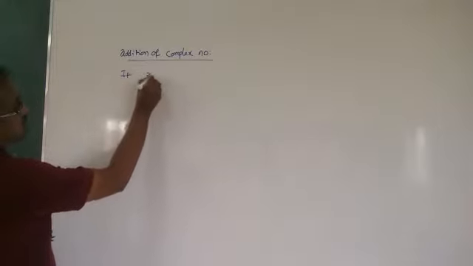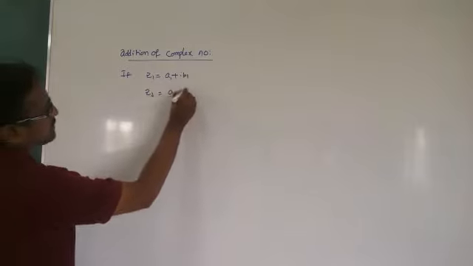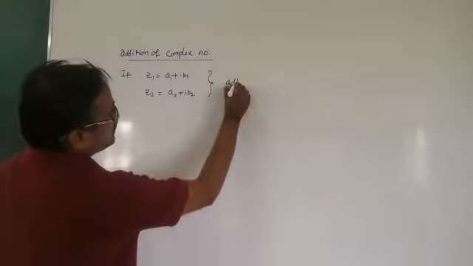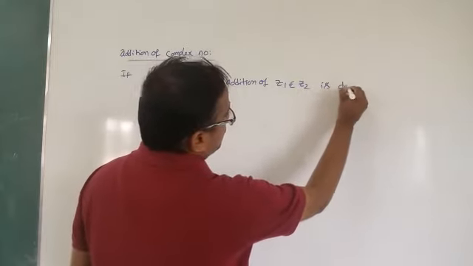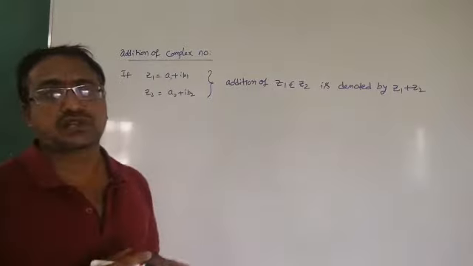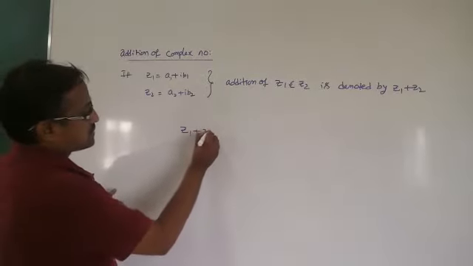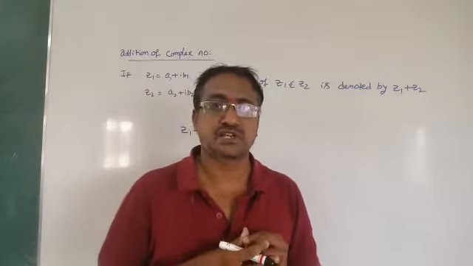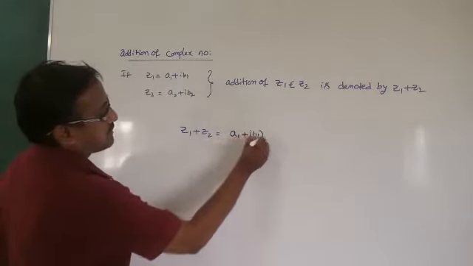If z1 is equal to a1 plus ib1 and z2 is equal to a2 plus ib2 are any two complex numbers, then addition of z1 and z2 is denoted by z1 plus z2, and z1 plus z2 is a1 plus ib1 plus a2 plus ib2.